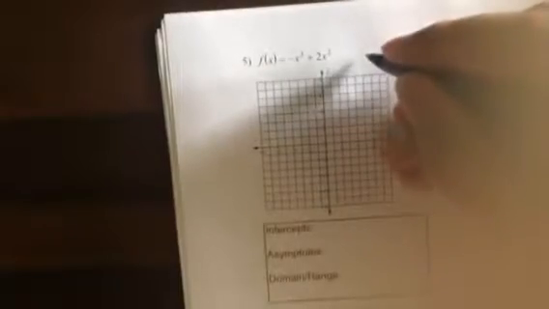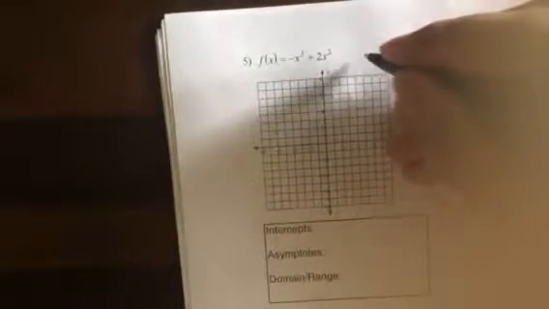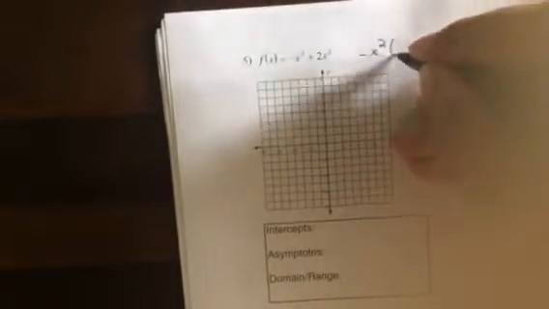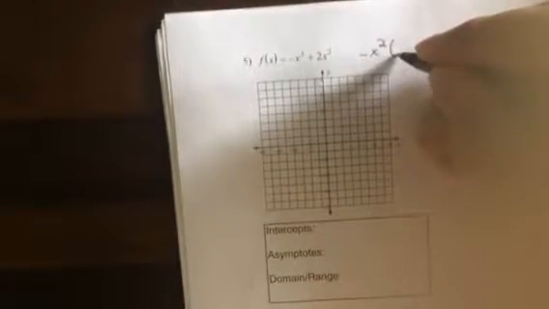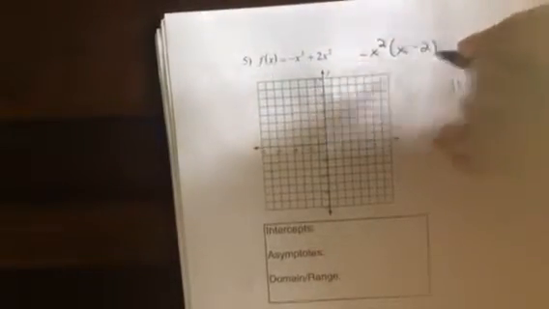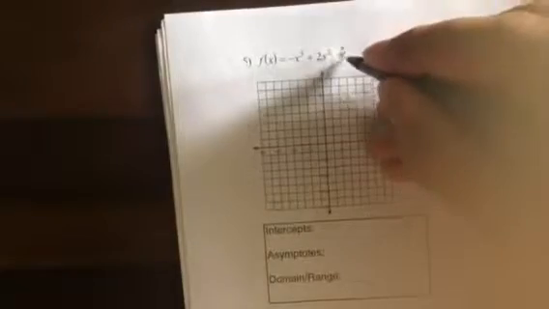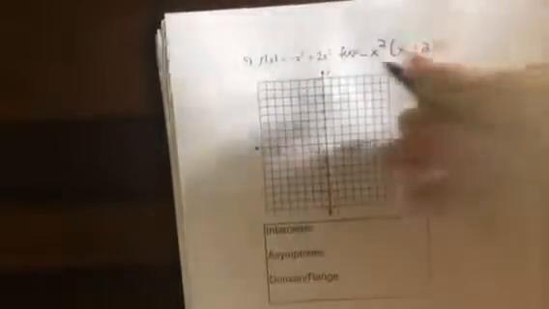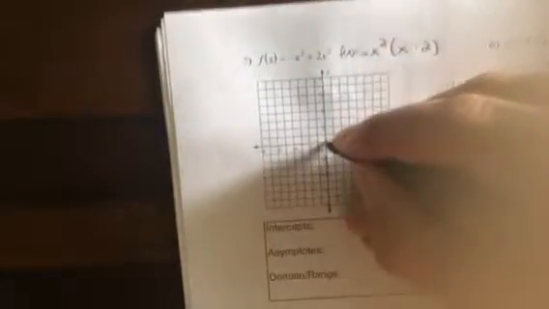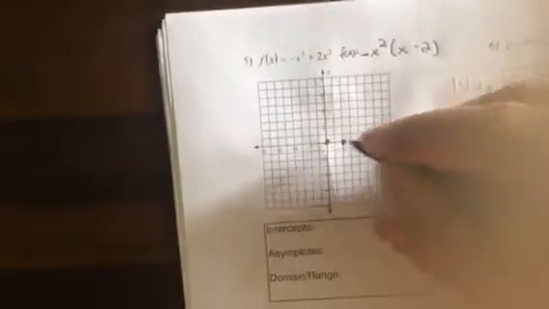The easiest thing to do is to factor this and see where the x-intercepts are. So we're going to factor out the negative x squared, that's the common factor. And it'll be times x minus 2. And this is just another way of writing f of x. So to make this equal to 0, x would have to be 0 or 2.